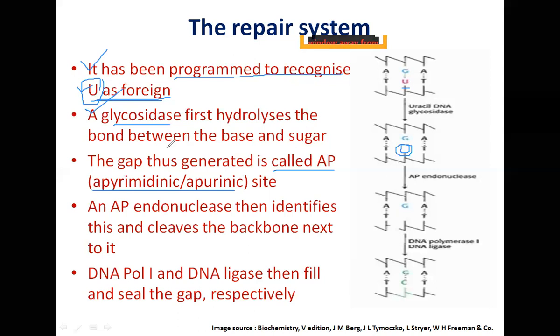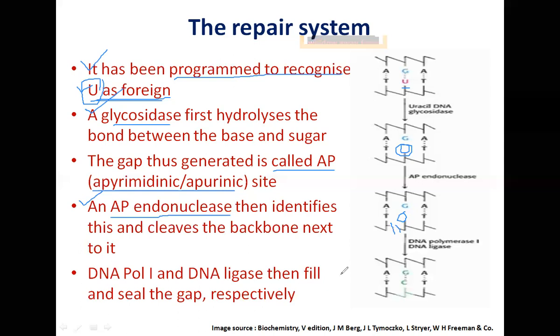AP site. This hole has been generated because of the removal of the base due to hydrolysis of the glycosidic bond by a glycosidase. Then there is another specific enzyme called AP endonuclease, apurinic or apyrimidinic endonuclease. This enzyme identifies the AP site and cuts the backbone adjacent to it. This is the backbone that is going to be cut by the AP endonuclease. It identifies the AP site where the base has been removed and then makes a cut in the backbone close to that particular site.